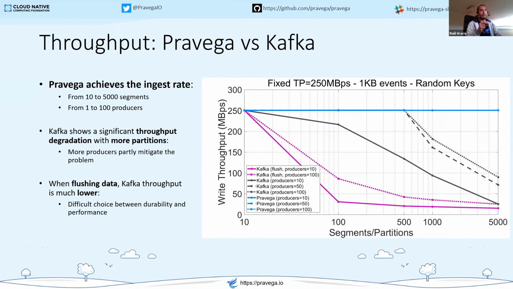We also compared with Kafka when configured to flush each and every message to the drive before acknowledging, which is the pink lines. You can see there that adding this durability guarantee to Kafka really induces a very high penalty in terms of throughput.